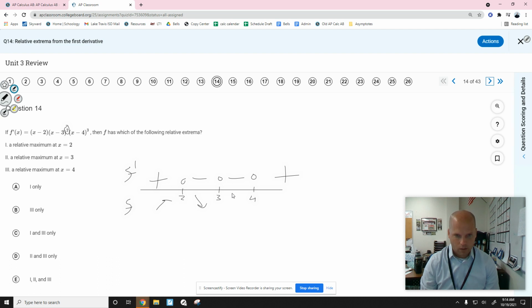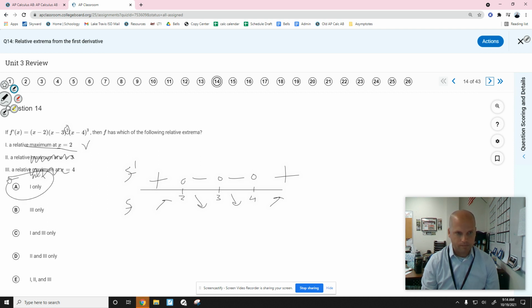Max at 2. Going down, flattening out, going down. This is a critical point that's neither a max or a min. It's not a relative extrema. Going down, going up at 4. So max at 2, that's good. Max at 3, not good. Max at 4, nope, that's not true. It's a min at 4, so that's bad.